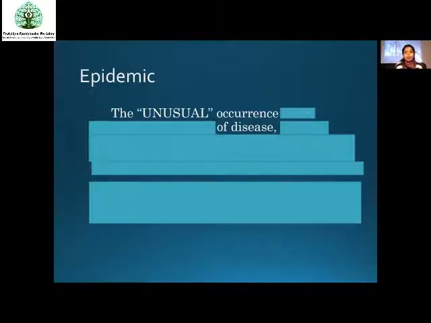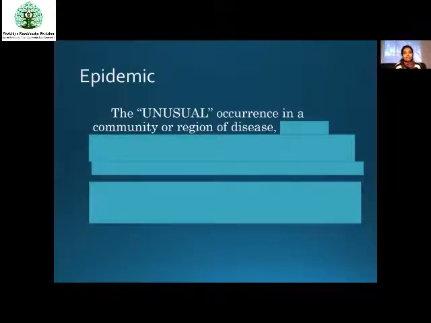Okay, so now, where does this disease occur? It occurs in a particular community or a region. For example, the COVID-19 disease, the infection, it started in a particular region, in a particular community, right? What is that? It is Wuhan in China. So it started there. So then later it became an epidemic in China, and from there it started coming out, right? So unusual occurrence in a community or region of a disease.